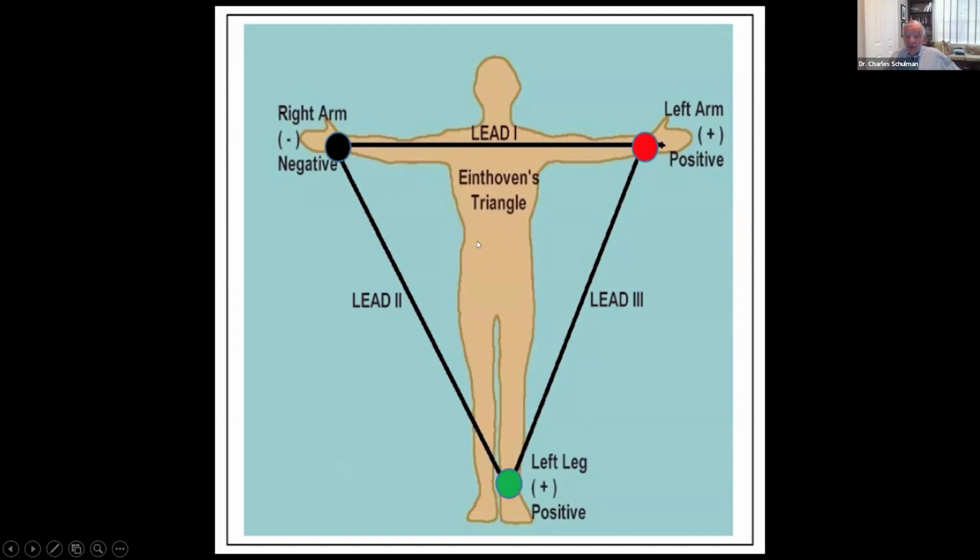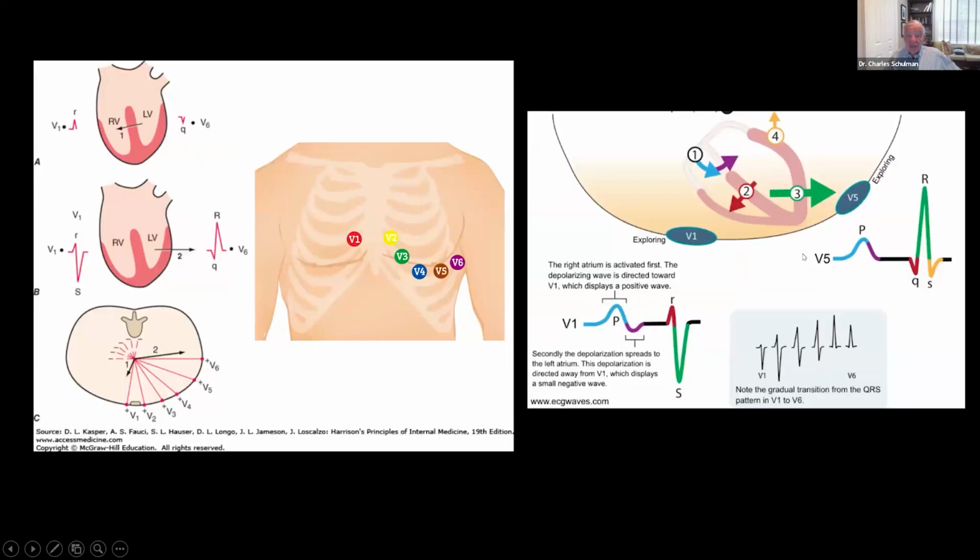Okay, this forms a triangle. Now, the chest leads are located as illustrated here. V1 is to the right of the sternum, and then V2 also is to the left of the sternum, and then V3, 4, 5, and 6 toward the cardiac apex and toward the axilla.